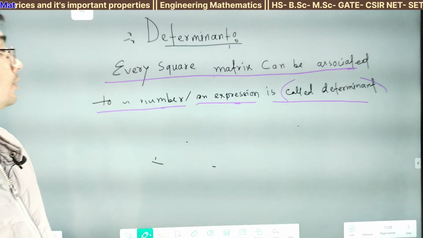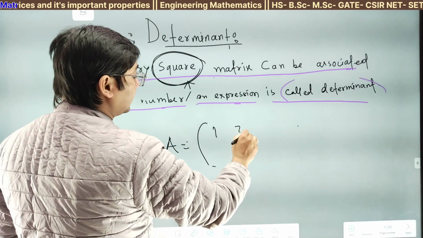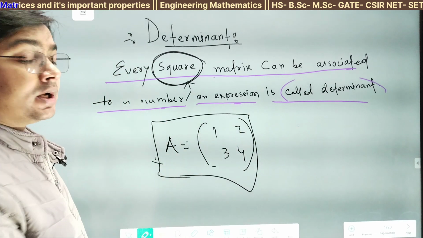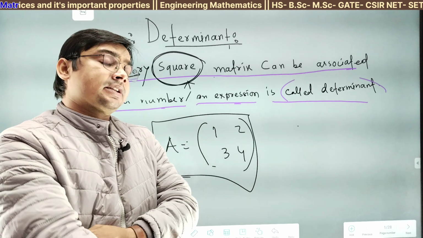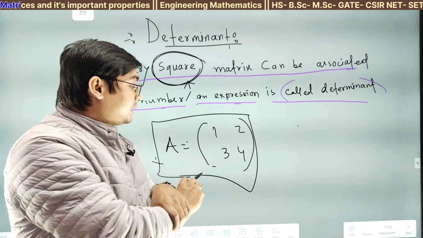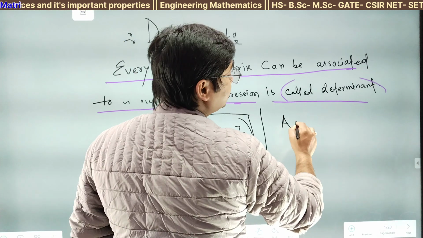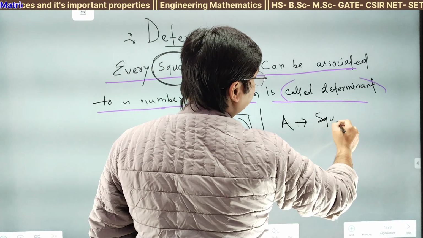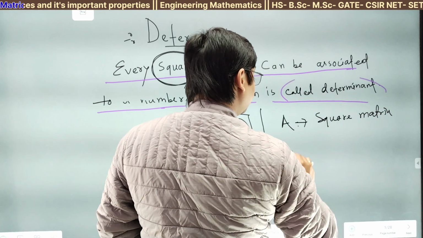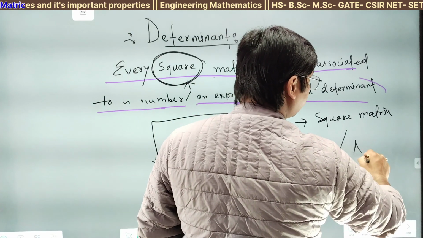One thing you have to remember: suppose we consider a matrix 1 2 3 4. Obviously this is a square matrix of order 2. For this matrix we can easily find a number, or we can relate this matrix with a number, and that number is called the determinant. If A is a square matrix, then we denote the determinant of A in this way, or sometimes like this.